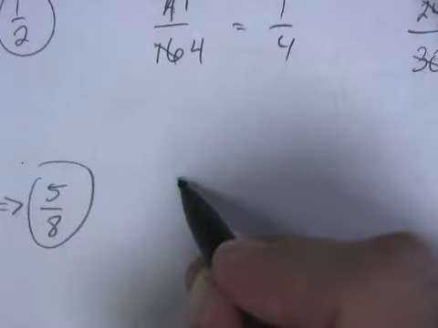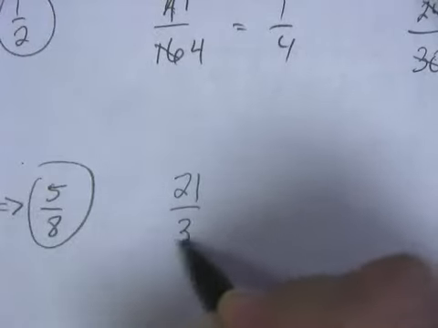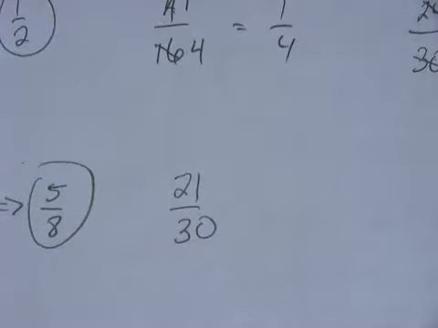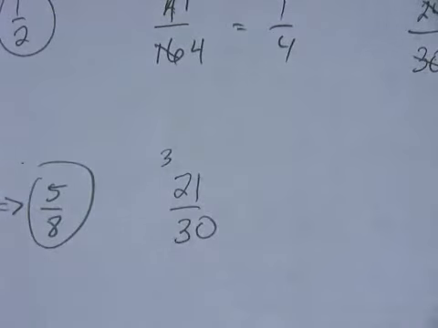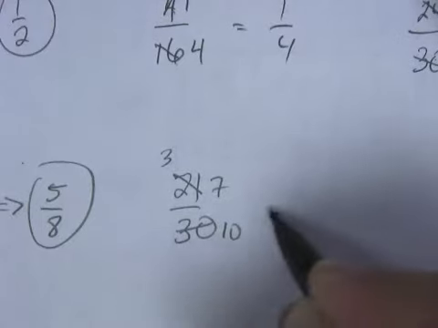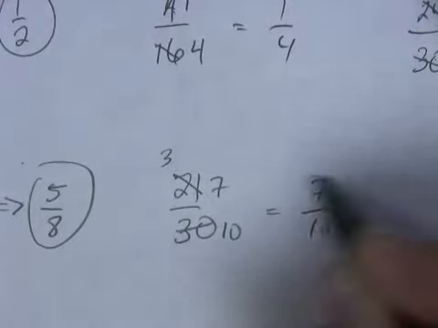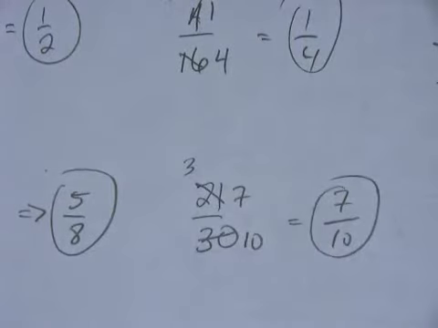Let's do one more. Let's go 21 over 30. 3 goes into both of those. Goes in here 7 times and 10 times. So that'd be 7 over 10. You're not going to have a whole lot of these to do tonight. I think you got 5 of them, and most of them are fairly straightforward, but hopefully as you go along, you'll get a little bit better at them as you go.